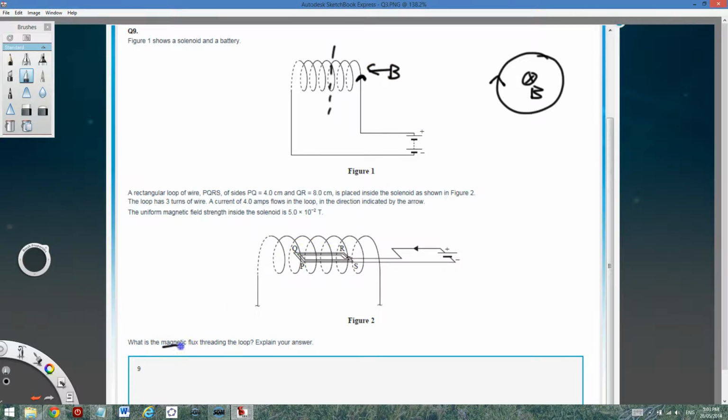Okay, we need to find the magnetic flux of this area. Now, if you look at it, the area lies parallel to the direction of the magnetic field. So in this case, the magnetic flux will be 0 Weber, because the area has to be perpendicular to the direction of the magnetic field.